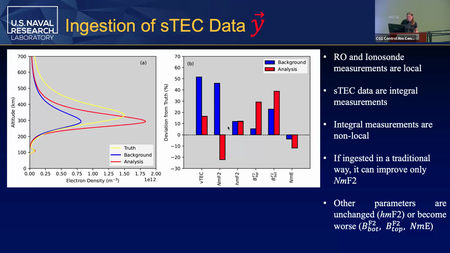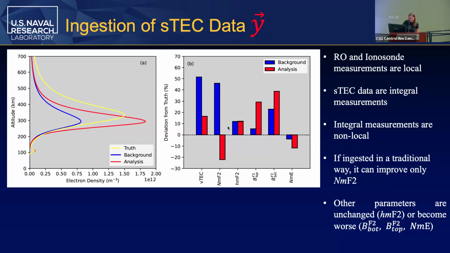So if we, for example, observe a TEC that is 20% greater than the background, how do we know what parameter to change to match that observed TEC? It can be that the profile is thicker, it can be that NmF2 is larger, or it can be both, so an increase in all of the parameters. This simple example can illustrate this.